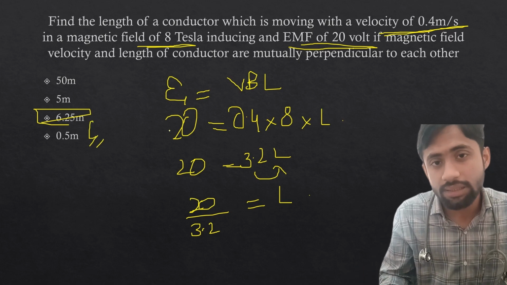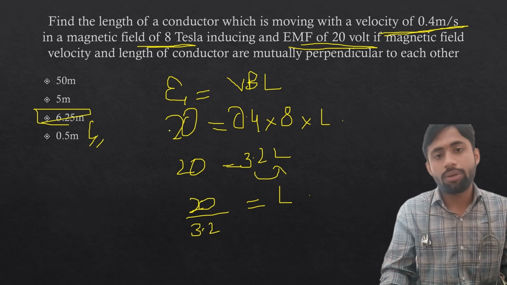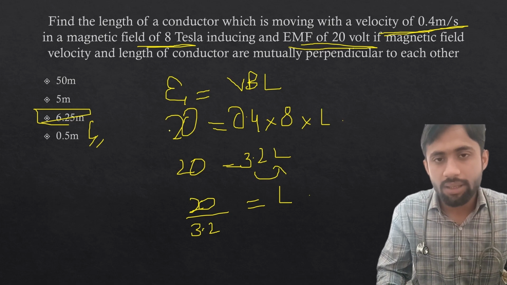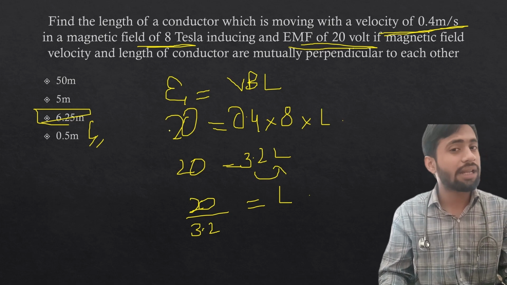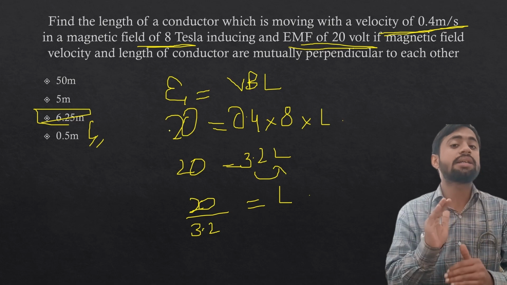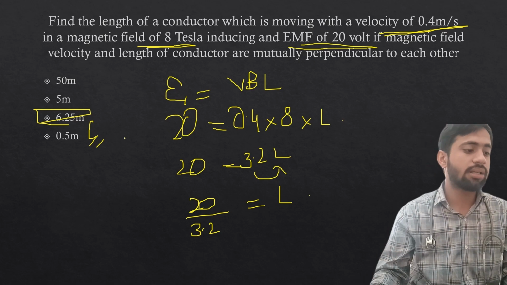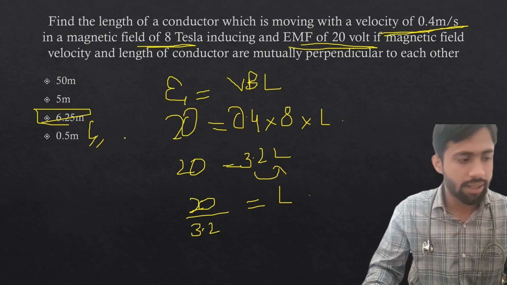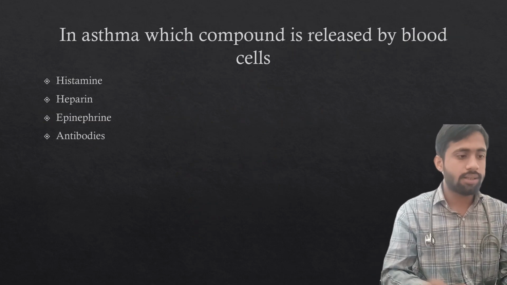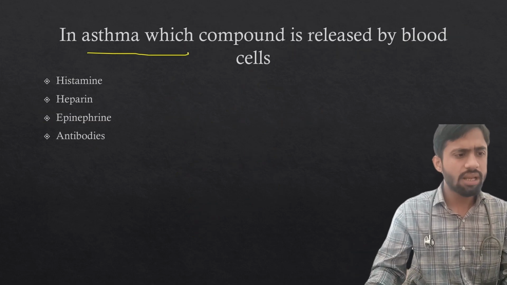You may also see that for 20 divided by 3.2, when I multiplied 3.2 by 6, I got the answer 19.2. So there must be a value that is greater than 6 and not smaller than 6. So 6.25 is the right answer. Charlie is the right answer. 6.25 meters.